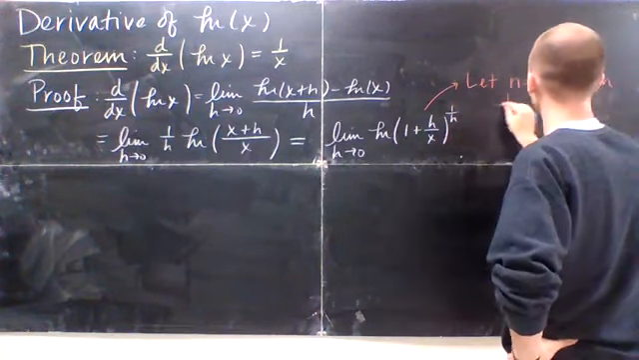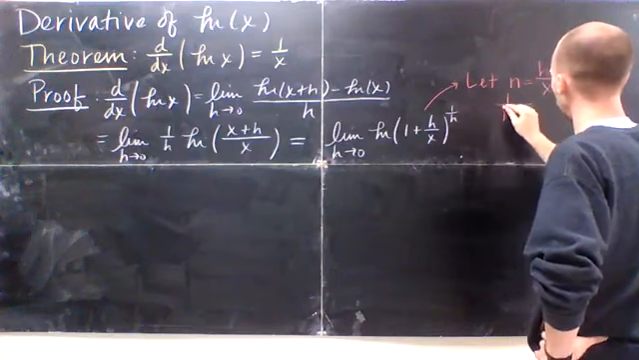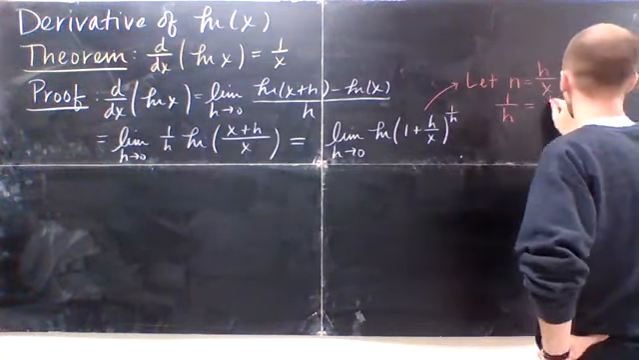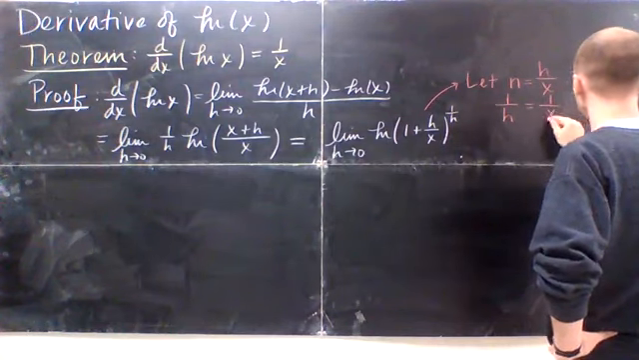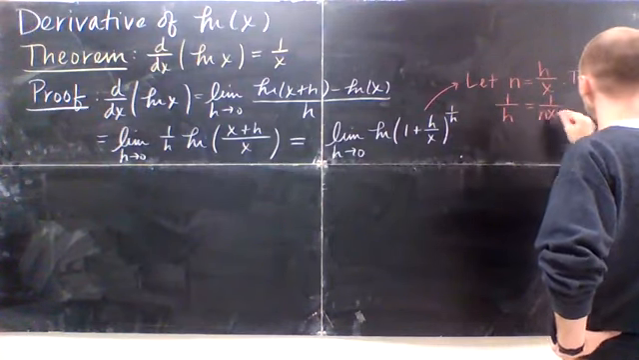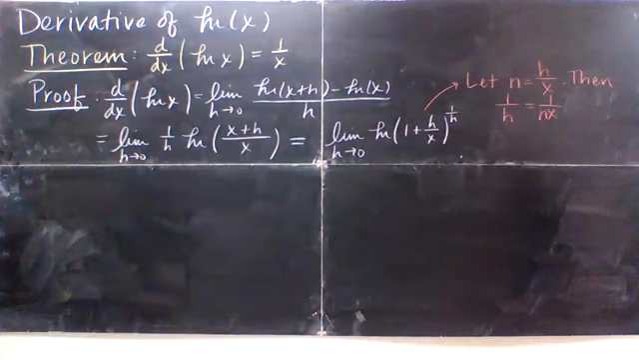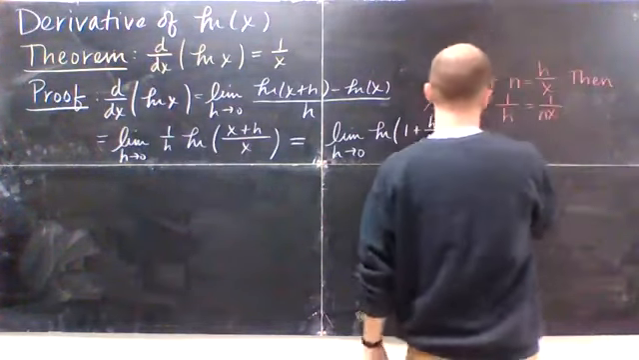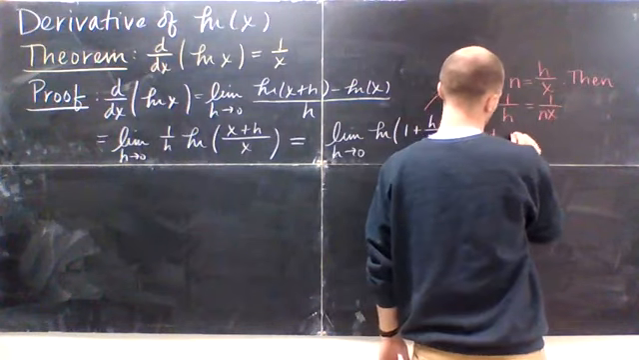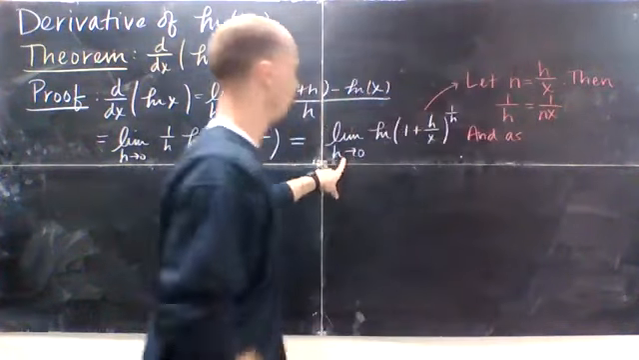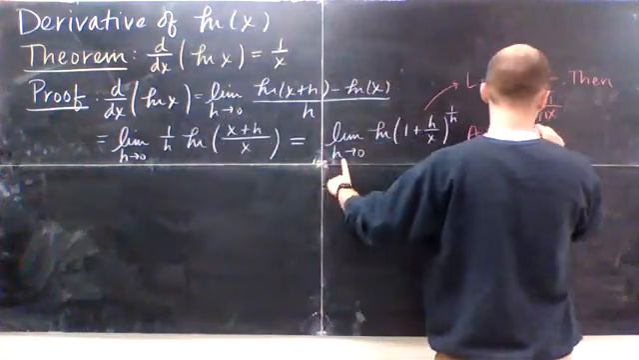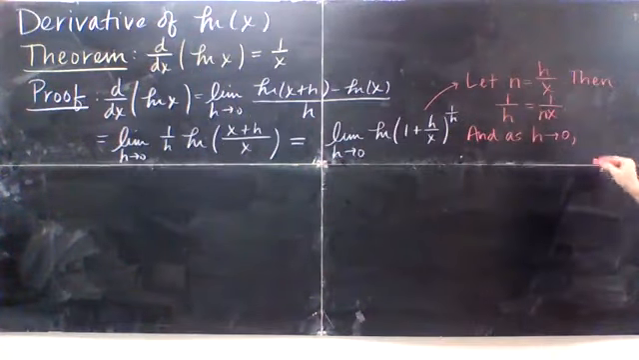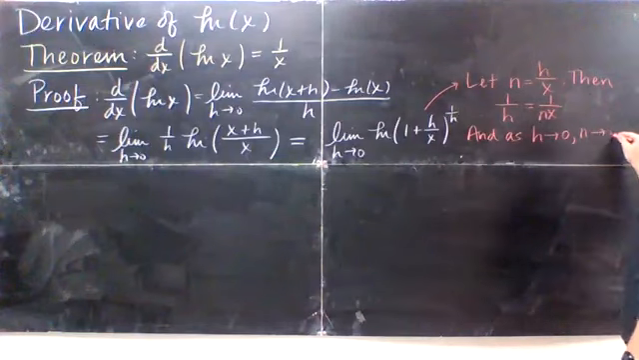So that means 1 over h is going to be equal to, what am I going to do? I'm going to multiply by x, and then I'm going to flip it so it'll be 1 over x, 1 over nx. Okay, I can work with that. And as h goes to 0, what's going to happen to n? N, which is h divided by x, is also going to be going to 0.